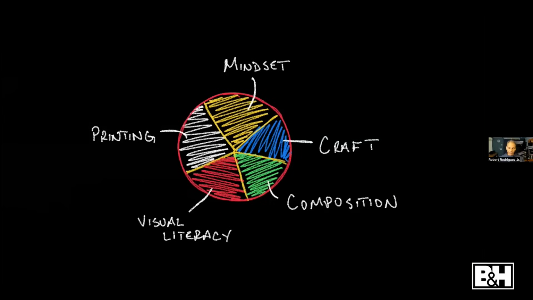Now, instead of holding you in suspense, I'm going to share the 5 areas that I'm going to be talking about up front. And these are mindset, craft or technique, where I'll speak a little bit about camera technique, composition, of course, which is the visual language of photography, visual literacy, which is expanding your knowledge base and your grammar, and printing, or the benefits of printing, the insights that you get from printing and how that improves or informs your landscape work.